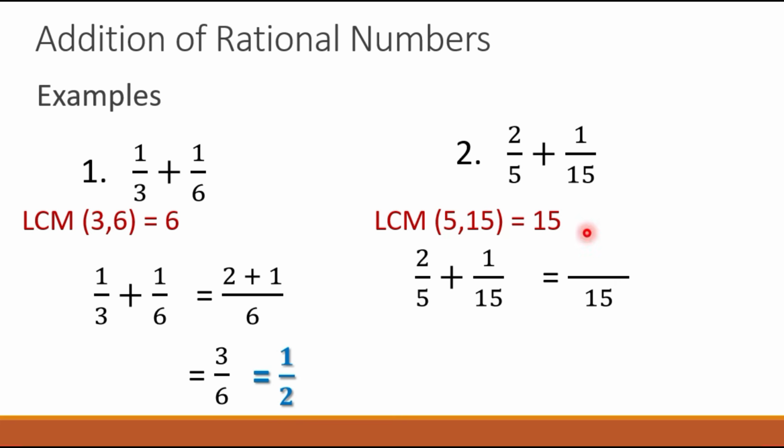Now let's obtain the numerator part. So 15 divided by 5 is 3. Then 3 times 2, that's equal to 6. Copy the plus sign. Next, 15 divided by 15 is 1. 1 times 1, that's equal to 1. We have 6 plus 1 all over 15. 6 plus 1 equals 7 over 15. And 7 over 15 is already reduced in the lowest term.